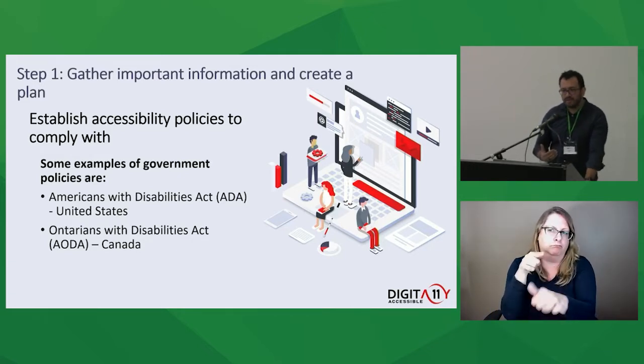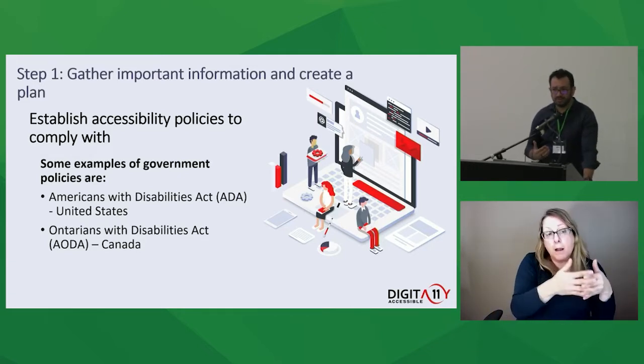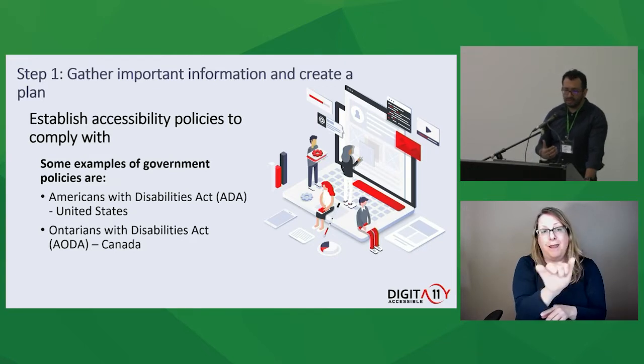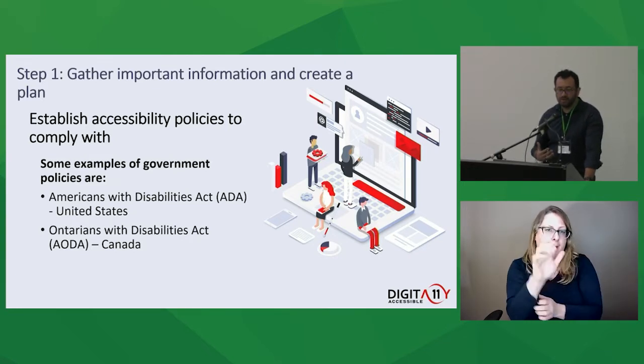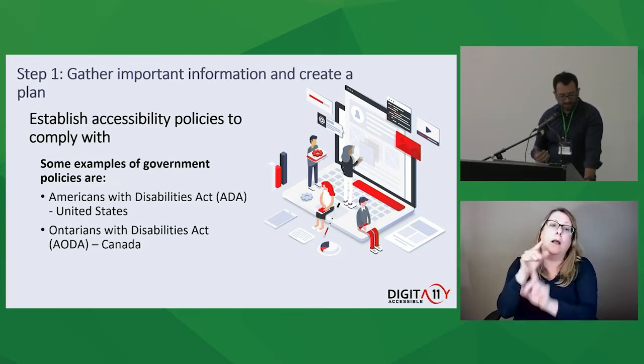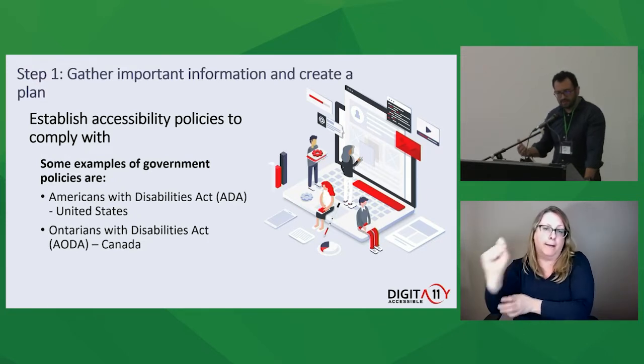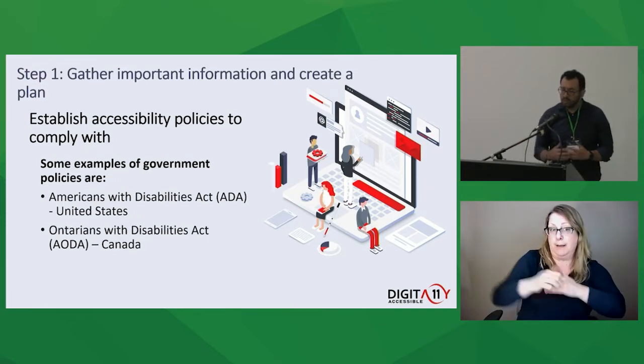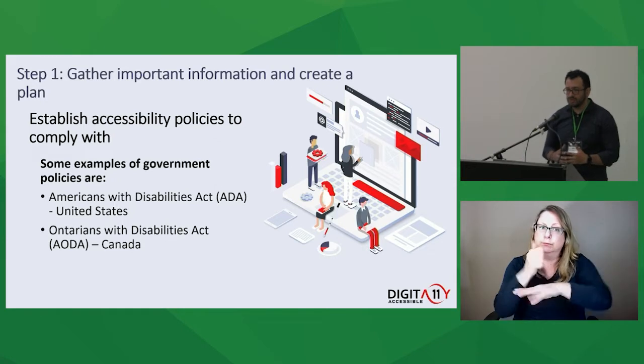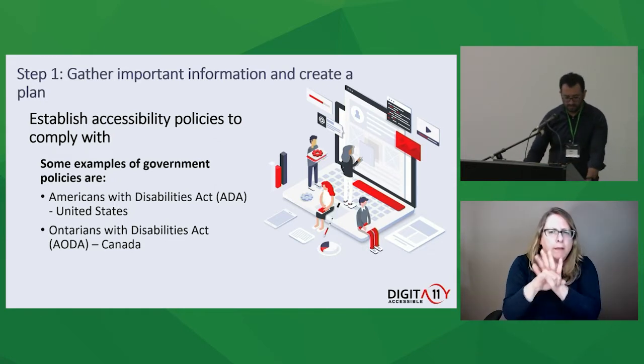In the United States is the Americans with Disabilities Act, ADA. In Canada, we have Ontario with the Accessibility for Ontarians with Disabilities Act, as well as the Accessible Canada Act coming on. So that's going to be one of the first things you want to identify. What do you need to comply with?